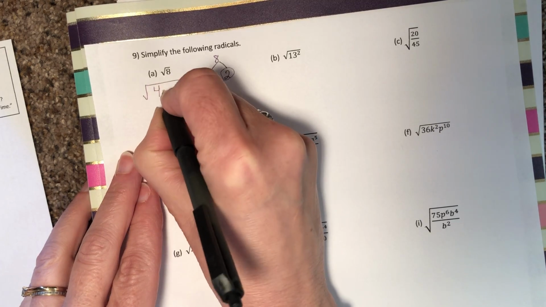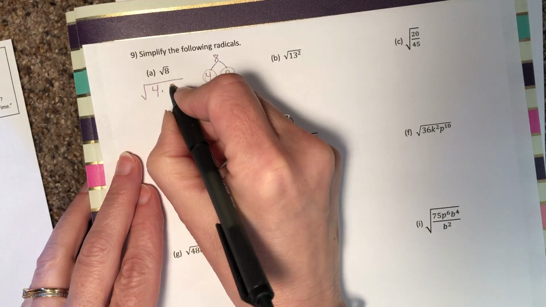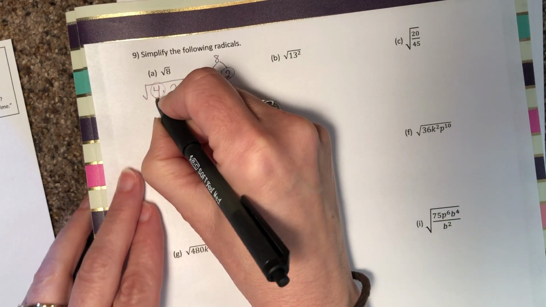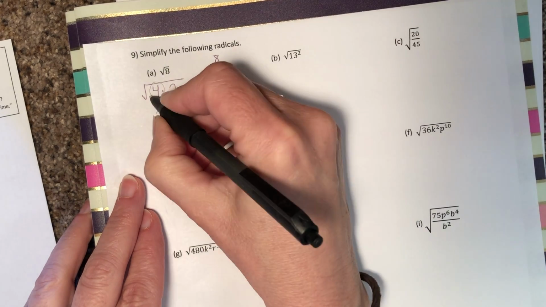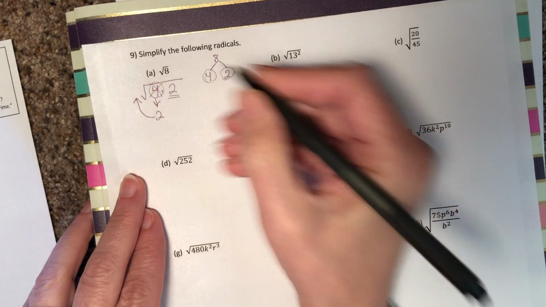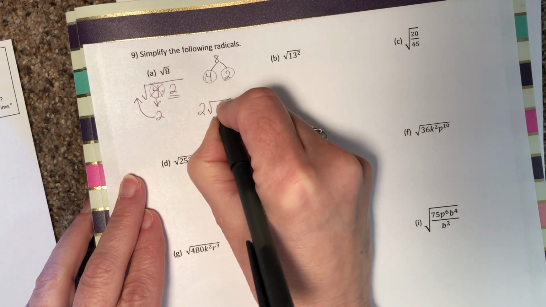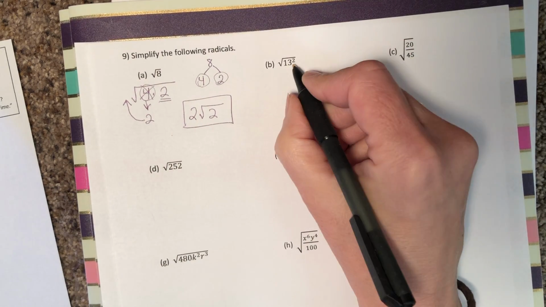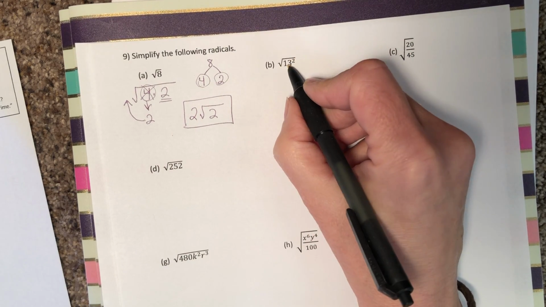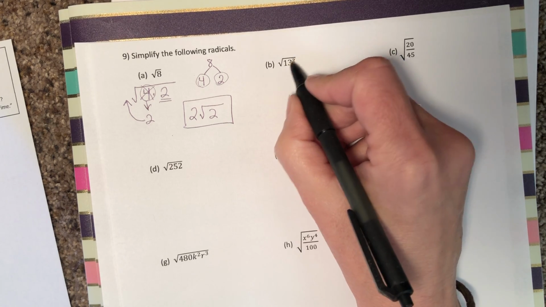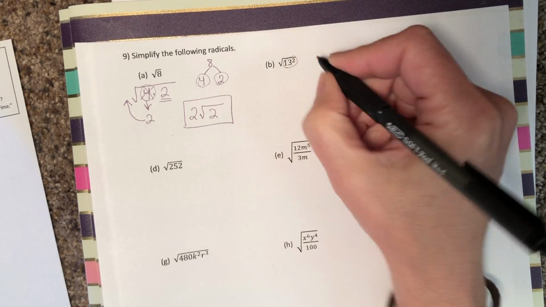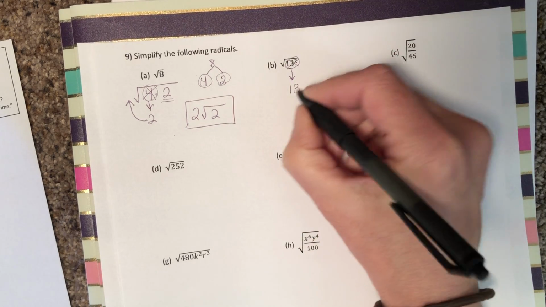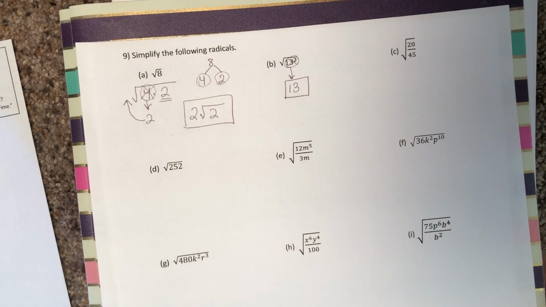So I have 4 times 2. 2 is not paired up with anything, so that's going to be stuck under the root. The 4 is a perfect square, so a 2 comes out. Put the 2 in the front. 2 square root 2 is the answer. On B, it's already set up: 13 squared is a perfect square. That's 13 times 13. That means I can pull one of the 13s out. Nothing is left. The answer is 13.